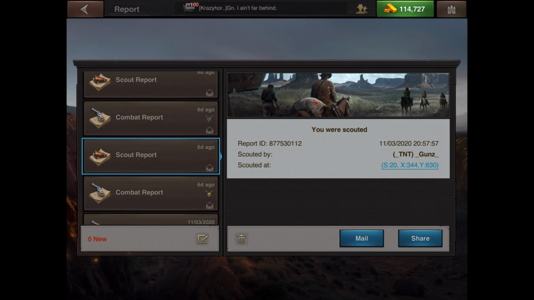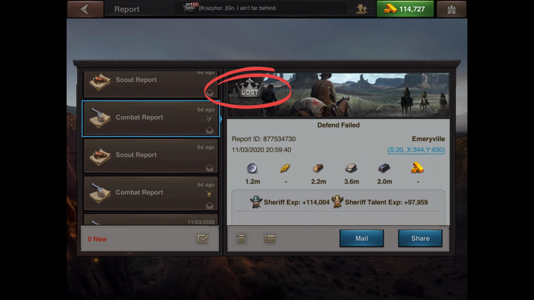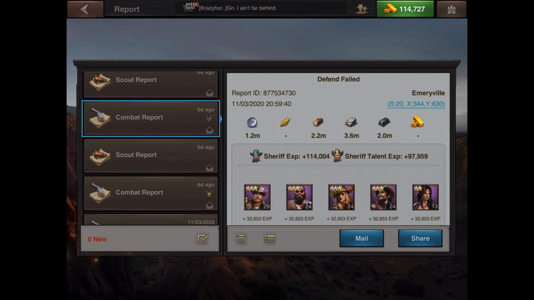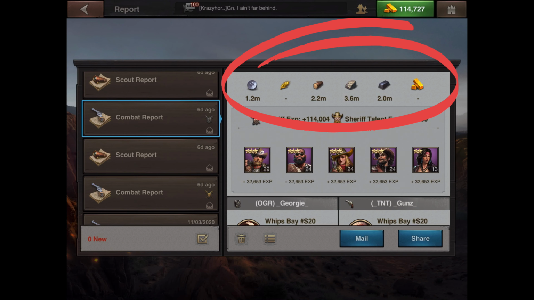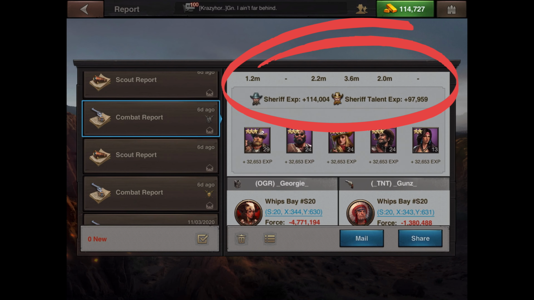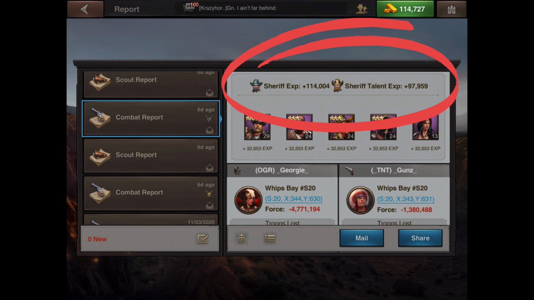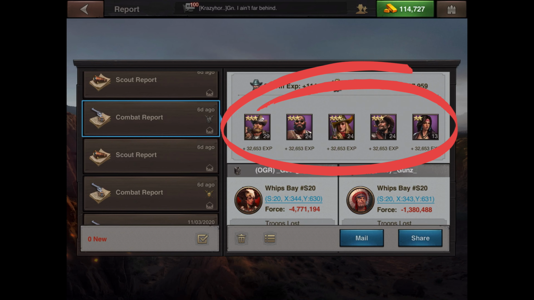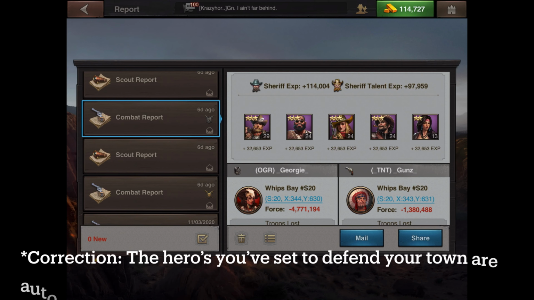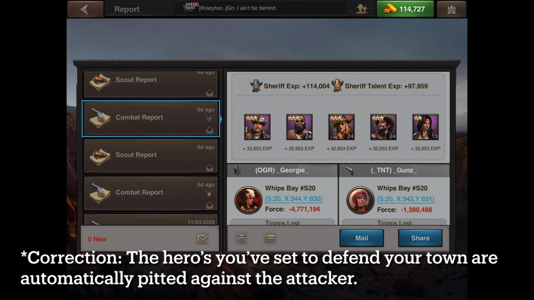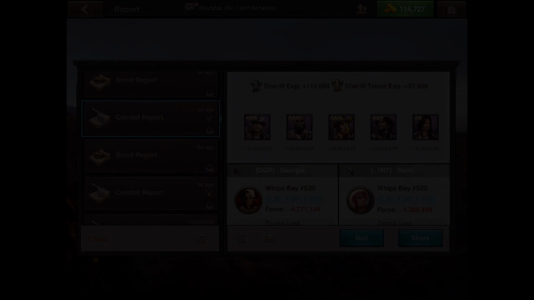At the top, it'll tell you if you lost or you won, the crown at the top. And then as you go down, it'll show you the resources that the person got from me. These are the experience that you'll get from your sheriff and your sheriff talent experience, and the heroes that were used in this attack. So they attacked me, so I didn't have a choice in who was used, so they default to the higher level hero.